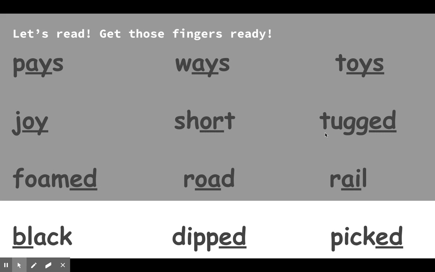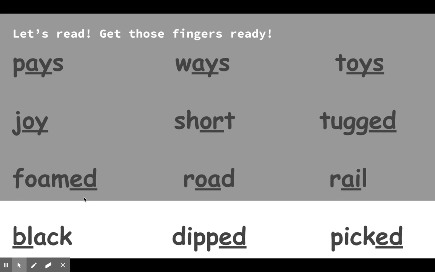Here we go. T-ug-d, tugged. Like I tugged at the string. Here's this one. Notice there's no double letter because there's no short vowel. I still see a base word though. Fingers up.